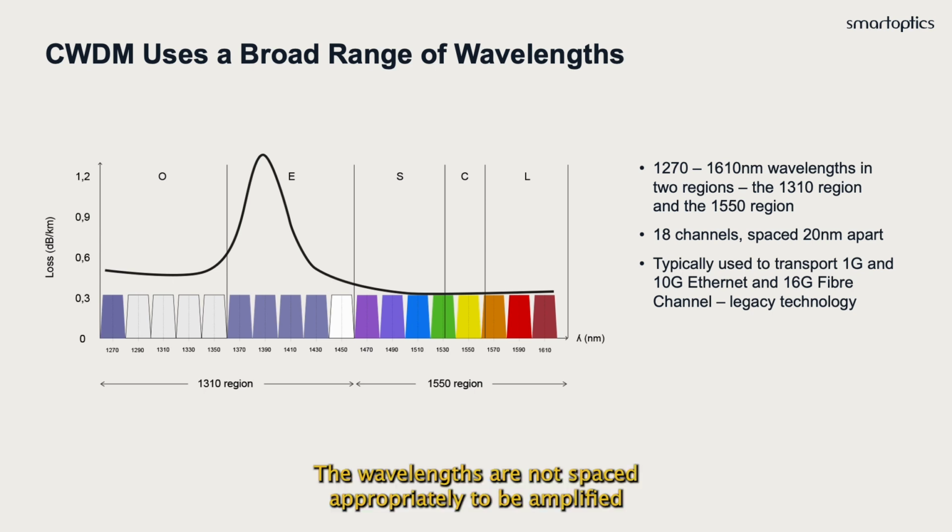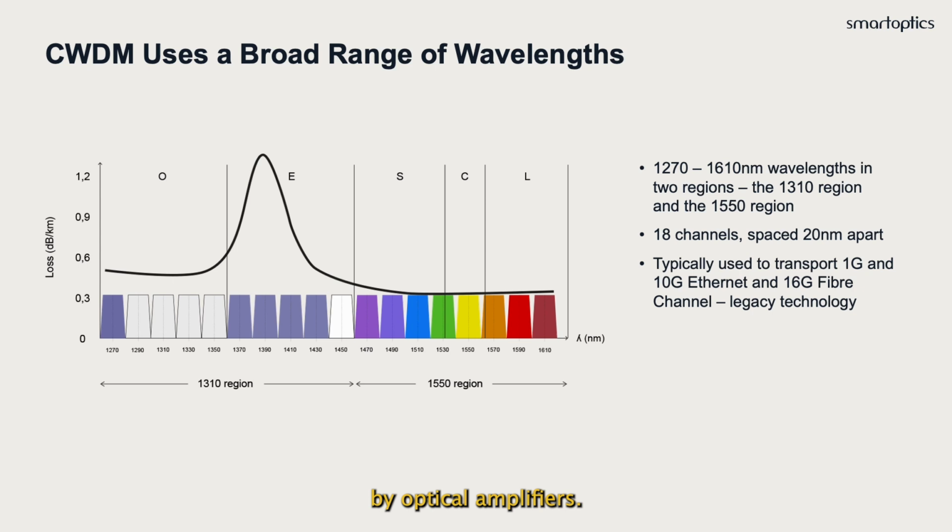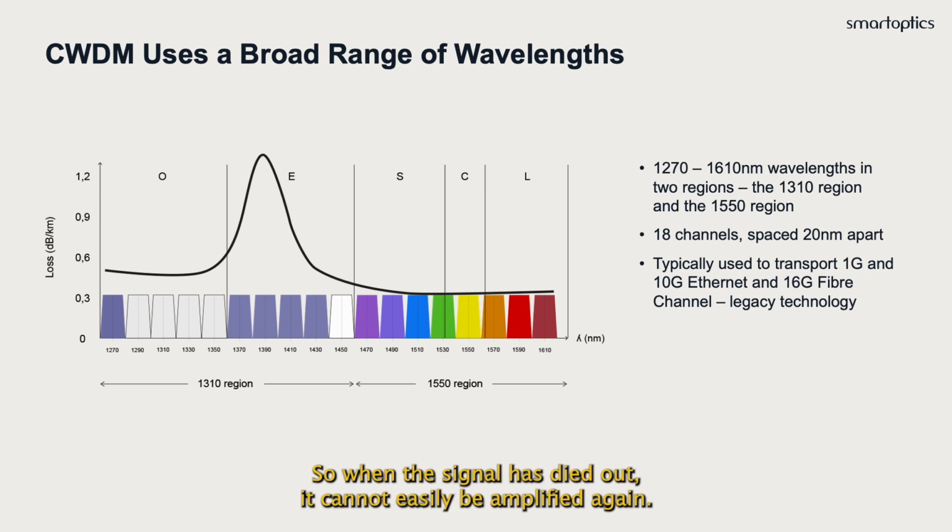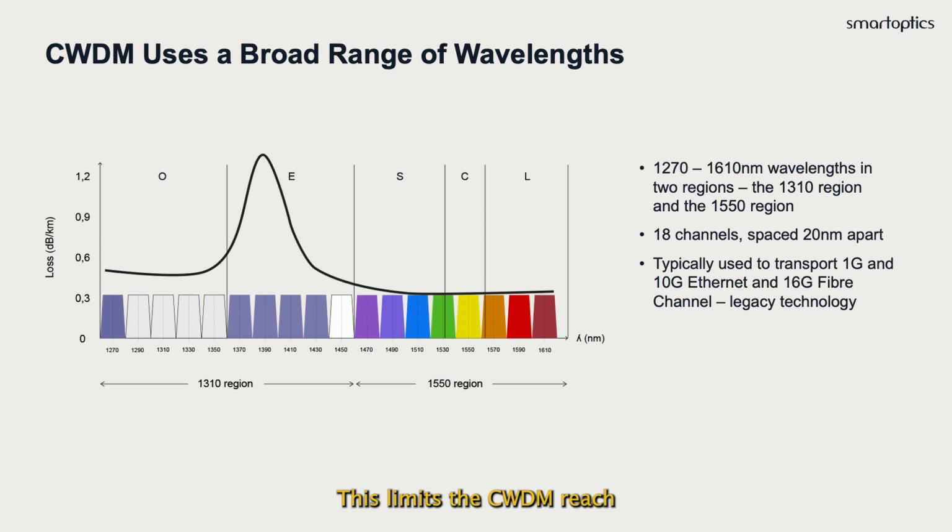However, CWDM has a major drawback. The wavelengths are not spaced appropriately to be amplified by optical amplifiers, so when the signal has died out, it cannot easily be amplified again. This limits the CWDM reach to less than 70 kilometers for a 2.5 gigabit per second signal.